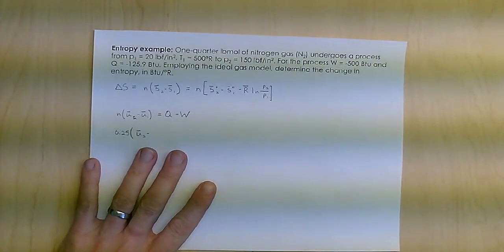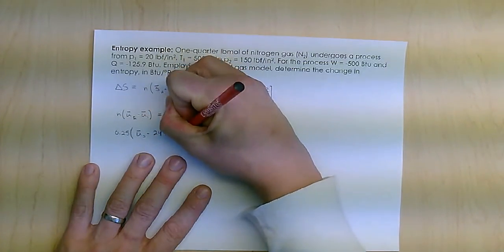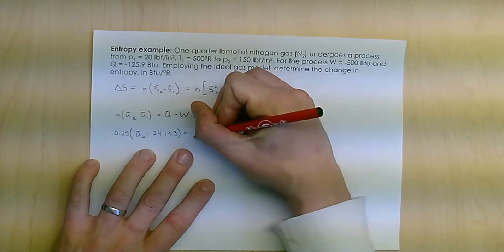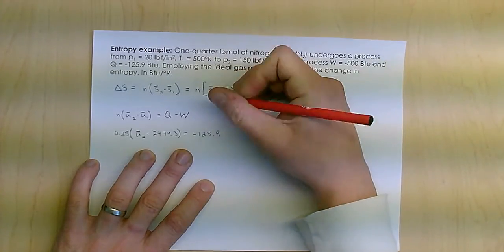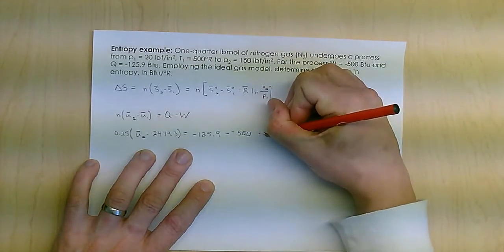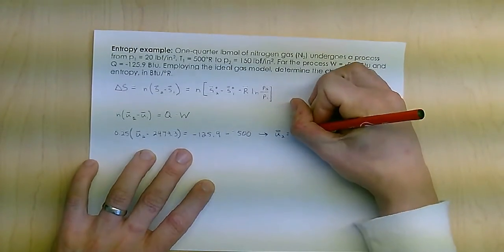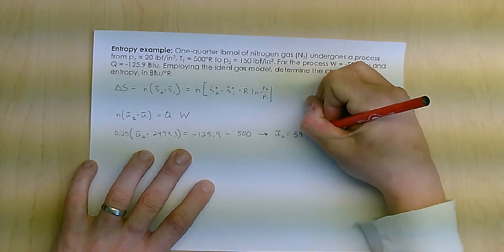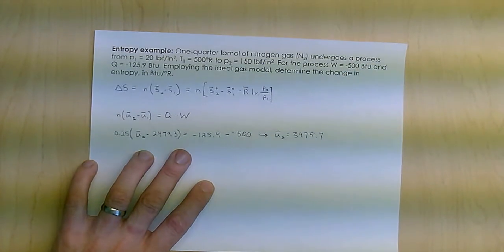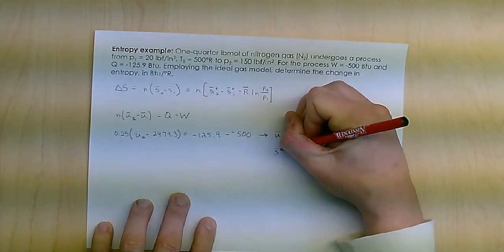First I'll use that U value. The U value was 2479.3. And I'm going to take this, set equal to Q, which is negative 125.9 minus a negative 500. From this equation, then I can find U bar 2, and U bar 2 equals 3975.7. From this, I'm going to be able to look up S bar naught 2.